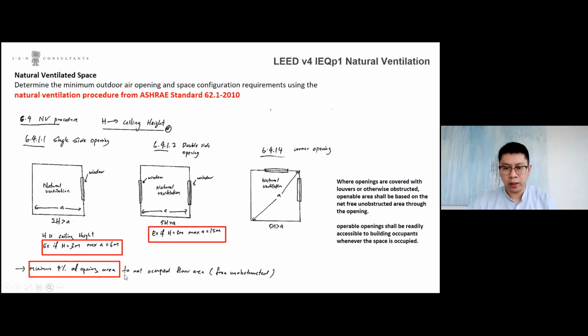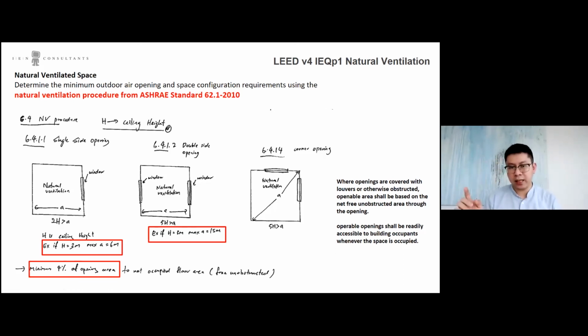So case number 1, if you have a single side of opening, the length in this case, A, is determined by the height of your ceiling. If your ceiling height is 3 meters, the maximum length that you can declare as natural ventilation is only 6 meters. If your height is 5 meters, the length is 10 meters. So 2H is the maximum for A.